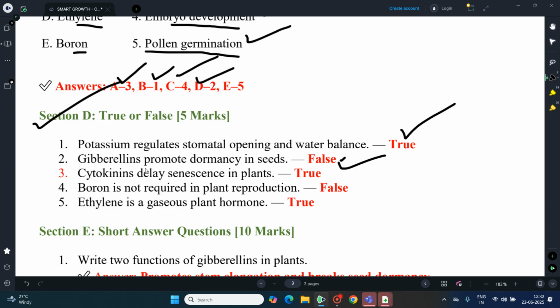We have to be more careful about these wordings sometimes. You might have read that gibberellins break dormancy, but if it says promotes dormancy, that means inducing dormancy. That is not correct. The cytokinin delays senescence in plants. This is a true statement. Boron is not required in plant reproduction. It is very essential for pollen formation, so that is the false statement. Ethylene is a gaseous plant hormone. Yes, it is a gaseous plant hormone.